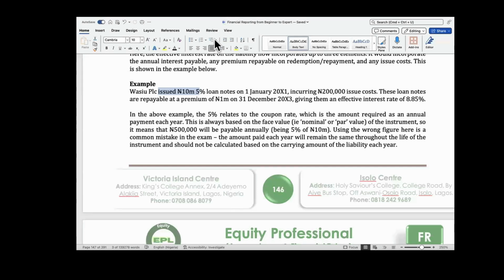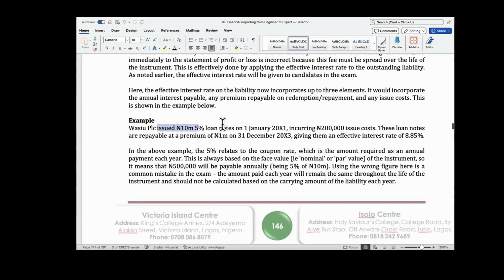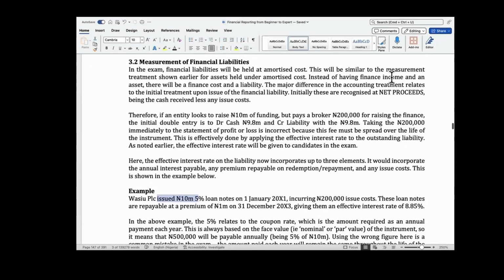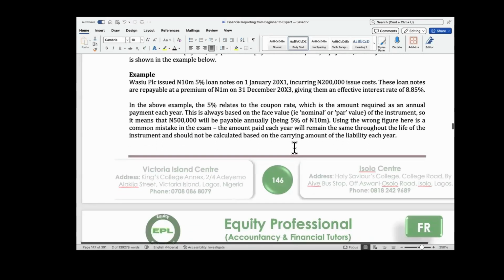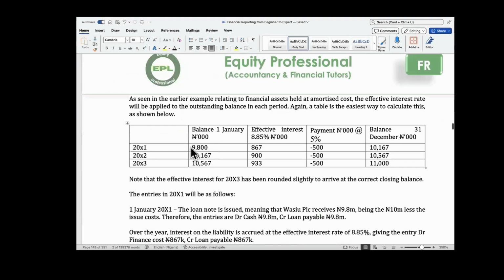Less the cost, the charge is 200, incurring 200 issuing cost. Thank you very much. Because I already taught you that you initially measure liabilities at net proceeds. Okay, net proceeds. So if you miss that, you miss it. If you miss this one, you miss all. So please don't miss it out. So initially it is net proceeds, except if they didn't give you issue cost. If they give you, make sure you deduct it.